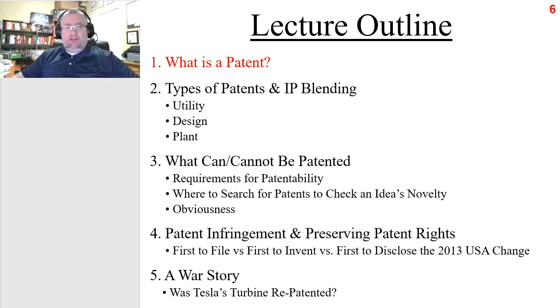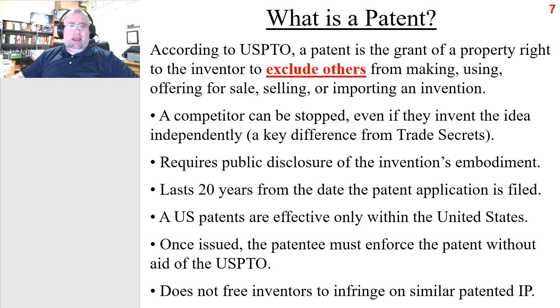Okay, so let's jump into what is a patent. According to the USPTO, and by the way, the USPTO is the U.S. Patent and Trademark Office, an office in the executive branch of our federal government here in the United States. According to the USPTO, a patent is the grant of a property right to the inventor to exclude others from making, using, offering for sale, selling, or importing an invention.